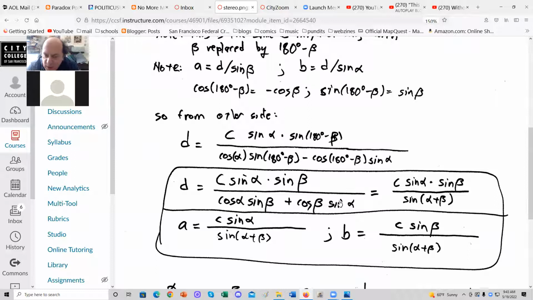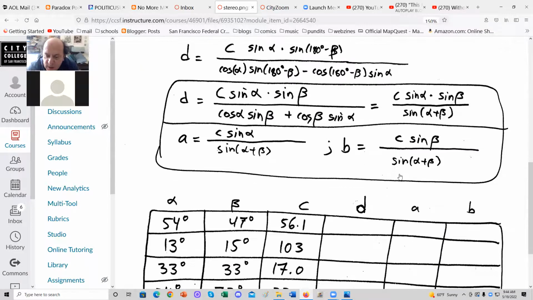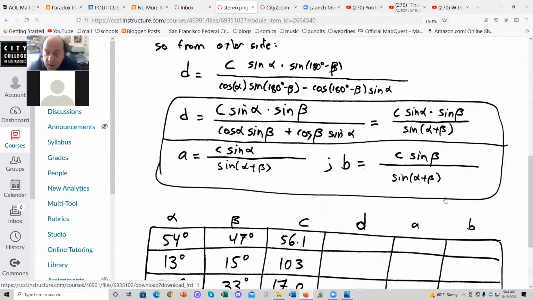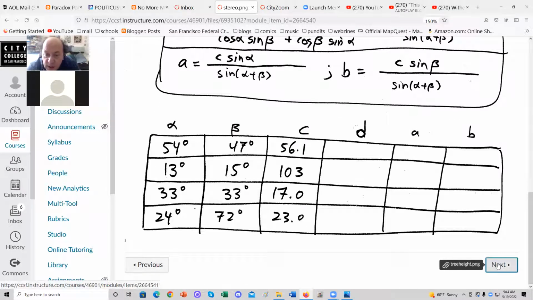Well, after a bit of work, you get that D equals C sine alpha sine beta over sine of the sum. A equals C sine beta over sine of alpha plus beta. That's law of sines. B equals C sine alpha over sine of alpha plus beta. Again, law of sines. So, okay. We give some angles, a distance. What's the distance D? What's angle A? What's distance A? What's distance B? Okay. Related to that is this problem set.